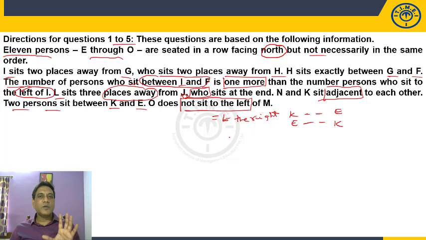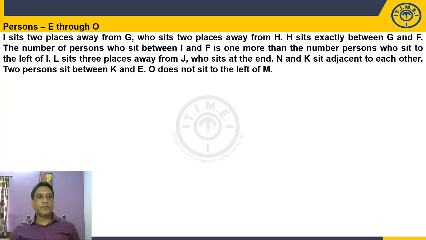Now, as such, the information appears long. Once you understand the initial arrangement to be done, don't waste your time reading the entire information. Straight away, start solving the puzzle. So, we will do this. I sits 2 places away from G. So, I 2 places away from G, it can be like this, it can be like this, because 2 places away means there should be one in between.